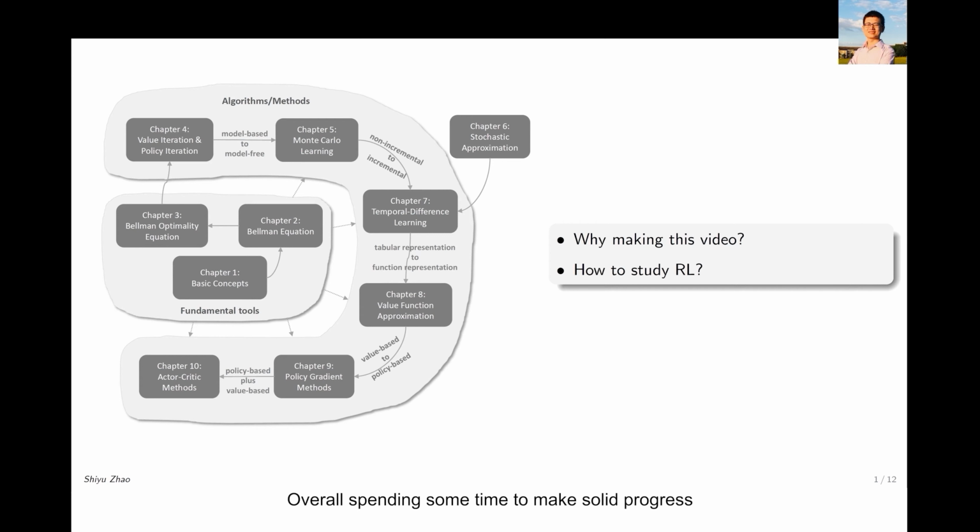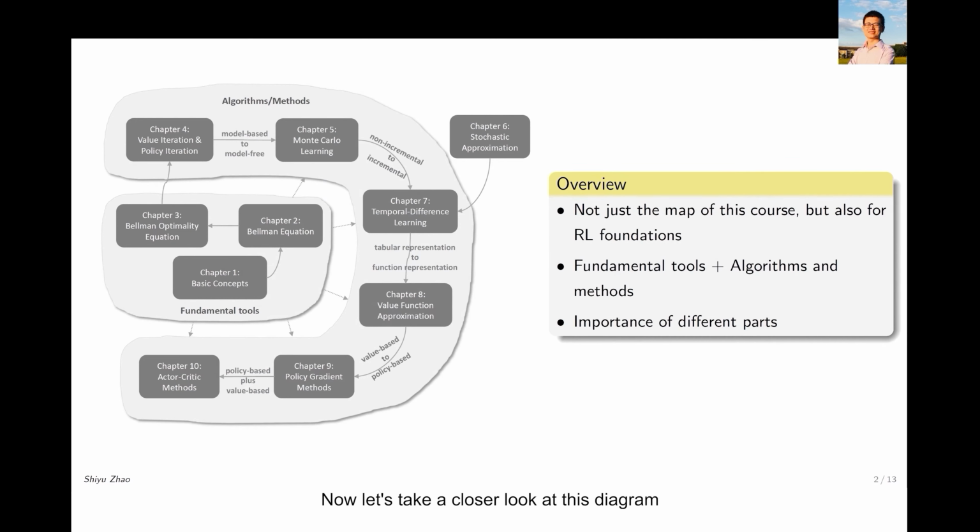Overall, spending some time to make solid progress might seem like the slowest approach, but it is actually the most efficient way in the long run. Now let's take a closer look at this diagram, which is not only featured in my course and book, but also serves as a structure for the principles of reinforcement learning.